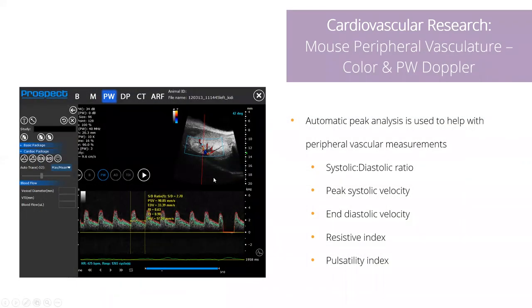Likewise, within the kidney and the renal structures, we can begin to see flow within those. As with all peripheral vessels, we can make measurements that take a look at the systolic to diastolic flow velocity ratios, measuring peak velocity and diastolic velocity. And these can all be used to calculate the resistive and pulsatility indices for these vessels. And so again, this is not specific for the renal, it's across all the peripheral vessels. This measurement package could be used.